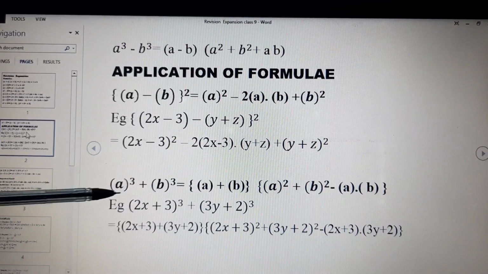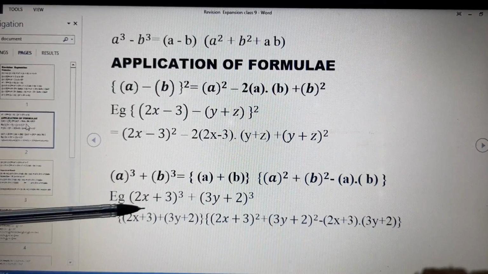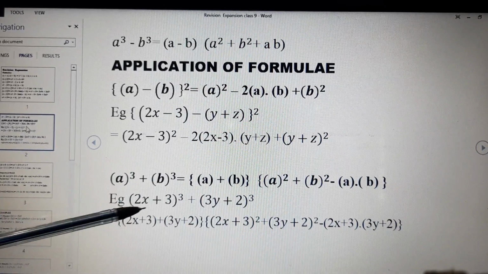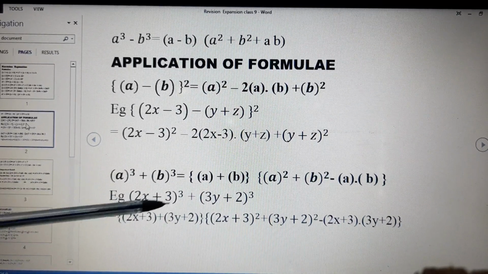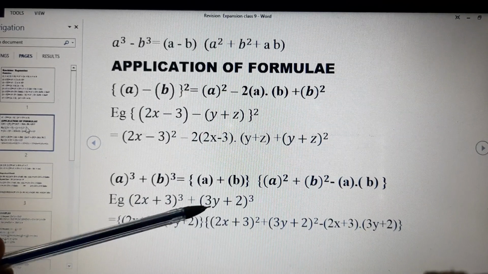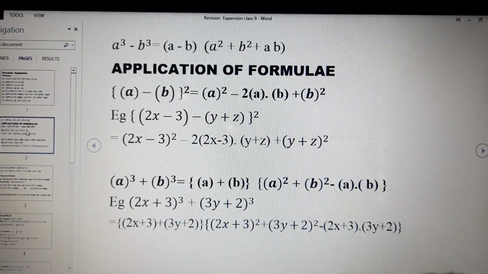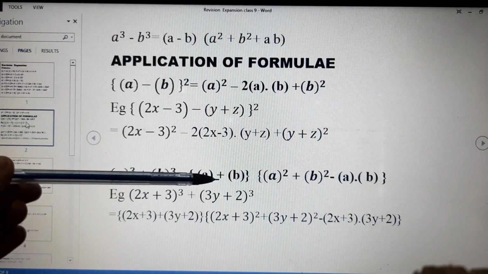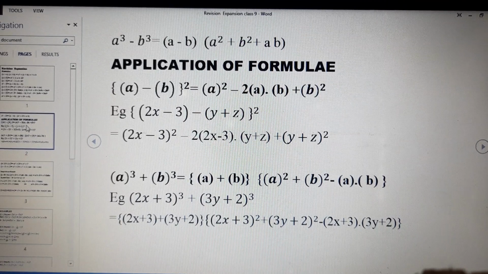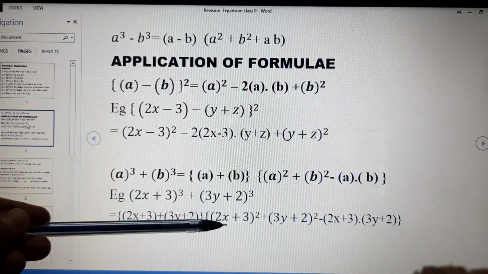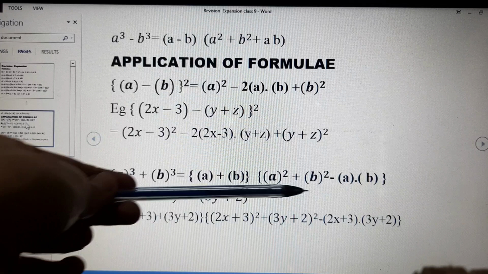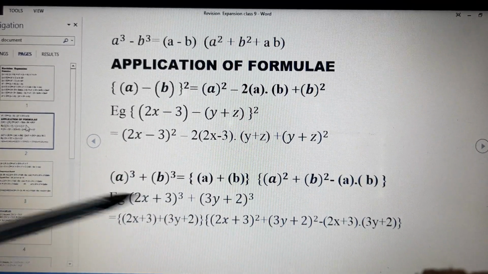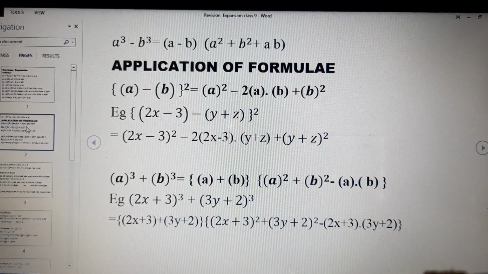But suppose you want to use this formula, then a is actually what? 2x plus 3 whole cube. Are you getting it? A is 2x plus 3 and a cube is 2x plus 3 whole cube. Value of b is 3y plus 2, so it is a binomial. So when we replace them, a will be replaced by 2x plus 3 plus b will be replaced by 3y plus 2, and then a square becomes 2x plus 3 whole square plus b square is 3y plus 2 whole square, minus 2x plus 3 into 3y plus 2.